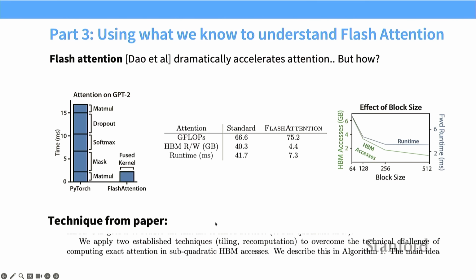And from the paper, they say we apply two established techniques, tiling and recomputation, to overcome the technical challenge of computing exact attention in subquadratic HBM accesses, right? So it's not subquadratic computation, because you can't do that. You have to compute attention in general. But they're going to get subquadratic accesses to the high bandwidth or global memory, right? And so that's really the key. If your memory is the bottleneck, you want to make that not quadratic so that at least you can pay for quadratic cost with your compute rather than with your memory.